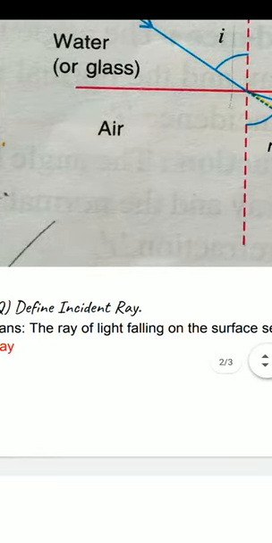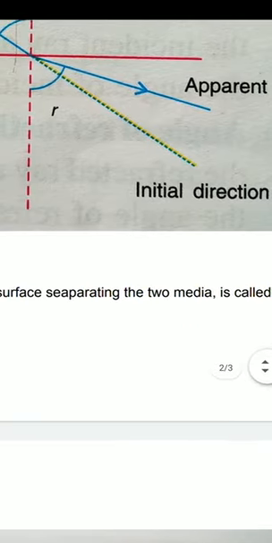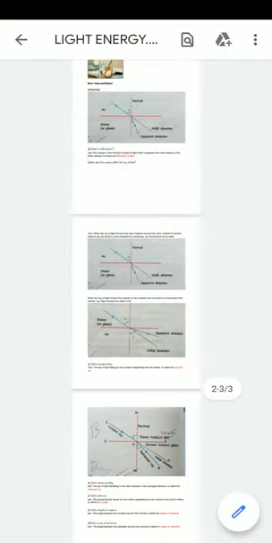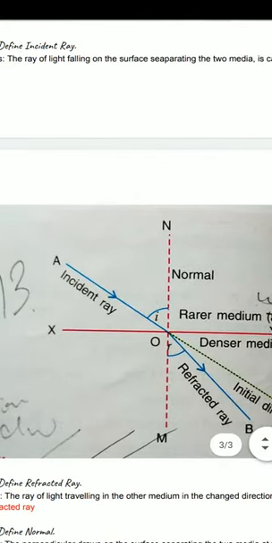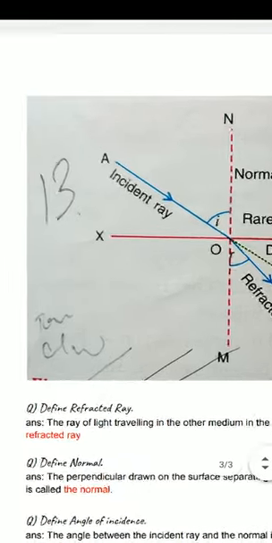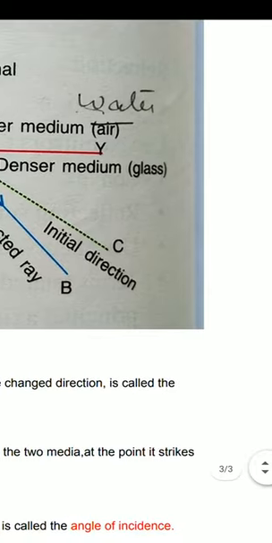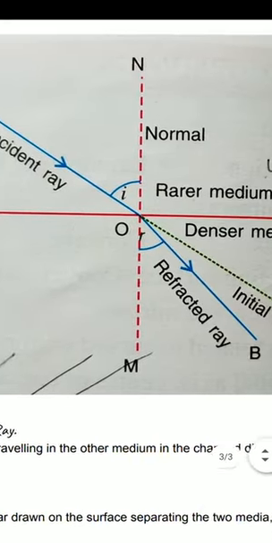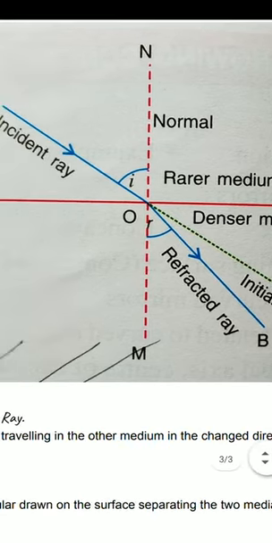Define incident ray. The ray of light falling on the surface separating the two media is called the incident ray. Let us try to understand by this diagram. The blue line is the incident ray which is falling on the surface separating the two media. Now let us try to understand the refracted ray. The ray of light traveling in the other medium in the changed direction is called the refracted ray. Here, the refracted ray is the blue line which deviates whenever we change from one medium to the other.